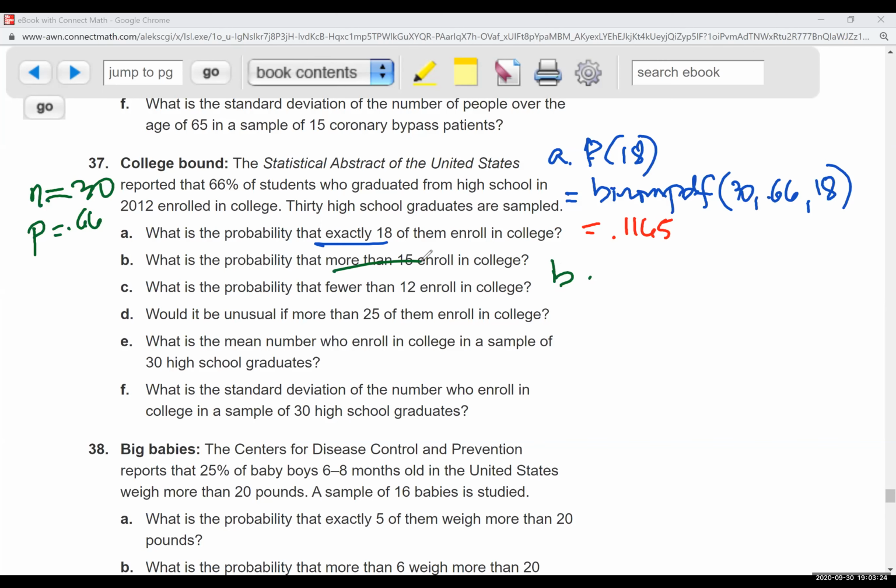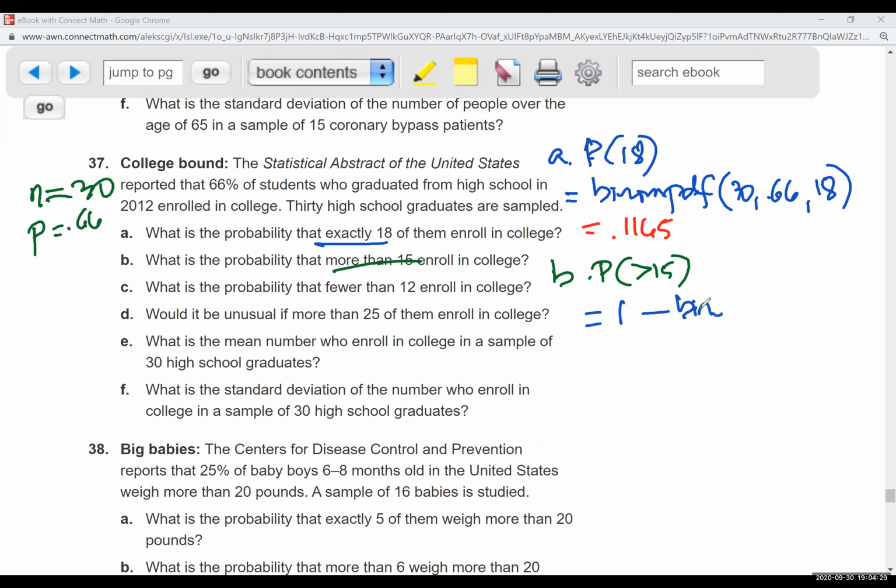Okay, letter B, more than 15. That means greater than 15. Now, how do we solve this? Would it be binom CDF? Yes. Do we first subtract 15 and less? So remember, greater than 15 is 16, 17, 18, 19, and we don't know when to stop, right? So yes, you're going to subtract 15 and less from 1. Do you agree? Yes.